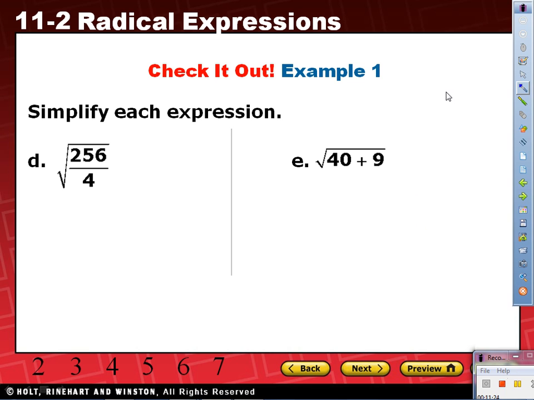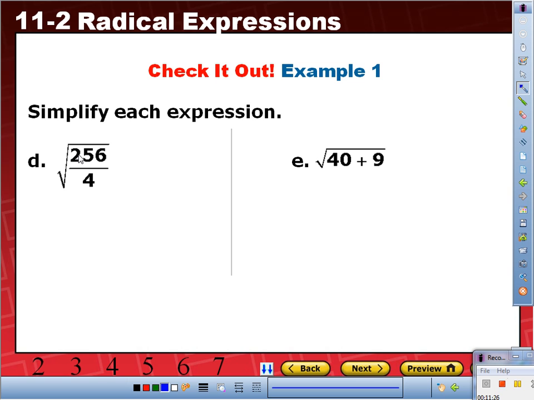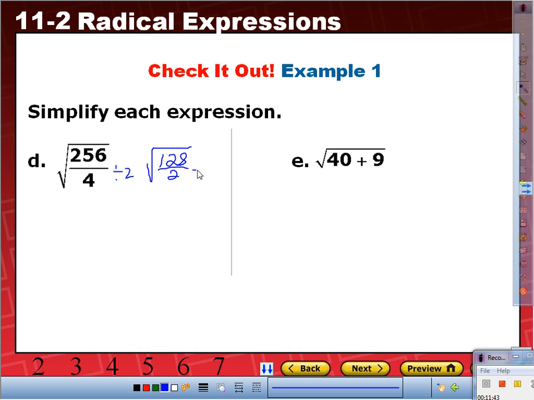Here goes the process. Can we simplify this first? Yes. So now some of you reduced this fraction by 2. And you got square root of 128 over 2. You reduce it again by 2, and that becomes 64 over 1, which is 64, right? Square root of 64 is 8. You can do that, or you could have divided 256 by 4, which would have been 64, and then square root of 64 is 8. Either way is fine.